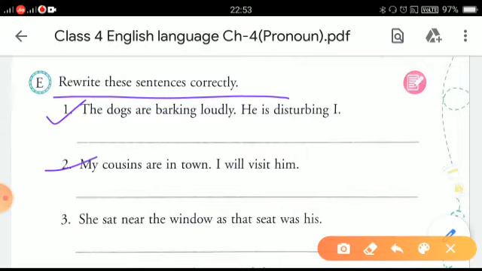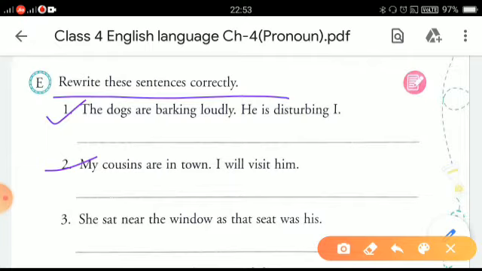Second one is, my cousins are in town. I will visit him. So when we are talking about cousins, it means more than one. So we should not use him for cousins. What will be the right pronoun? My cousins are in town. I will visit them. We should use plural pronouns for them.